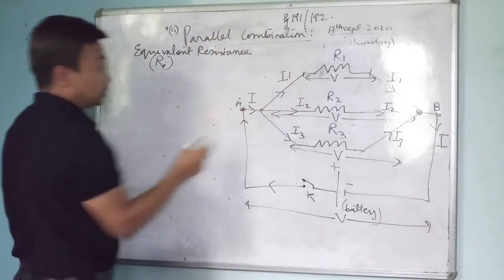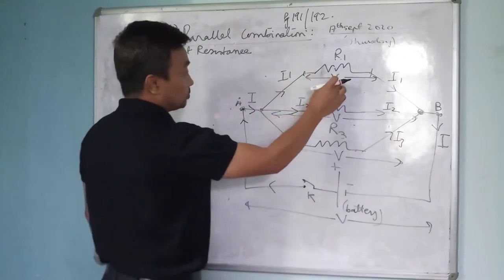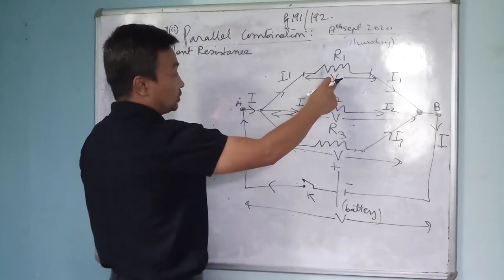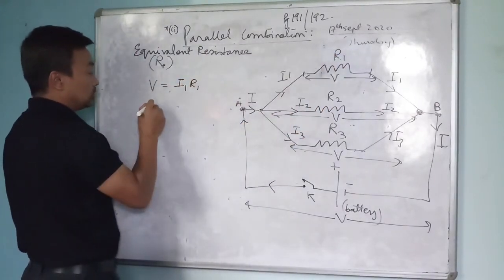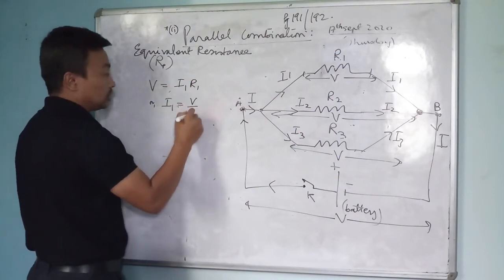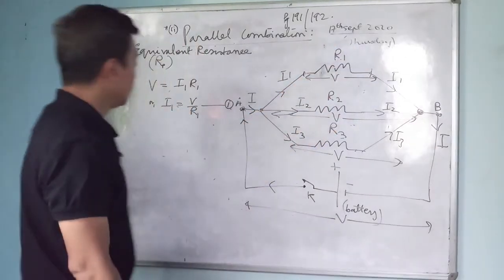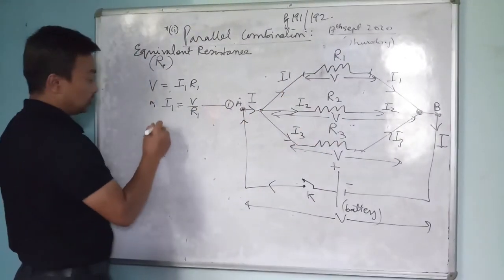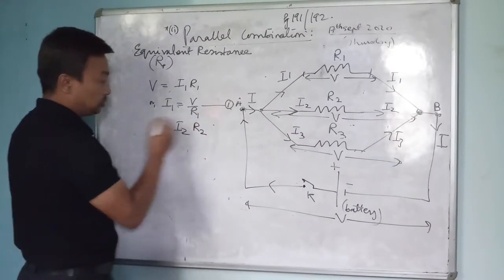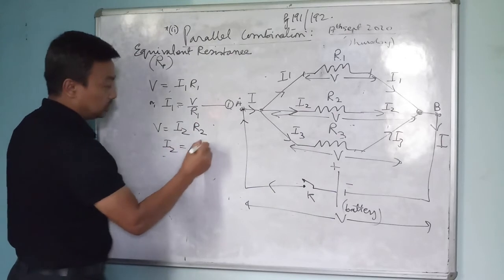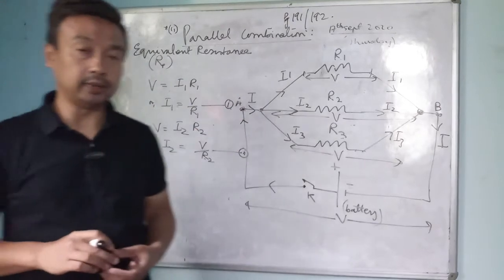Let us use the Ohm's law here. V equals the potential difference, which is I into R, I1 R1, or you can take I1 as V upon R1. Make this equation 1. This is for the first resistor. And if you look at the second resistor, you have V equals to which current is flowing there? I2. And what is the resistance there? R2. So from here, I2 will be V divided by R2. Keep in mind the V is remaining same.